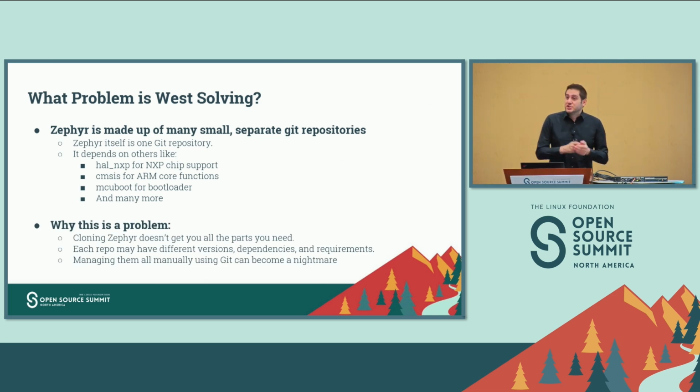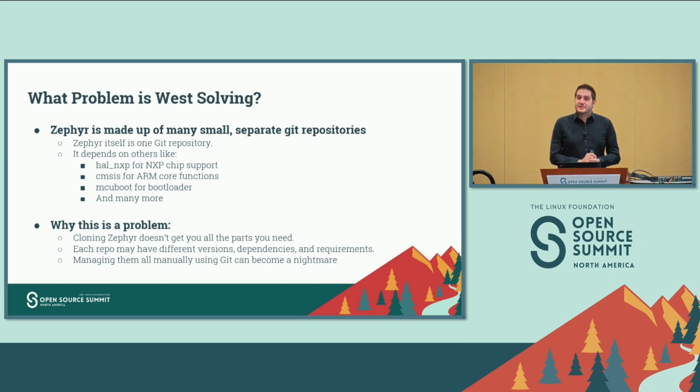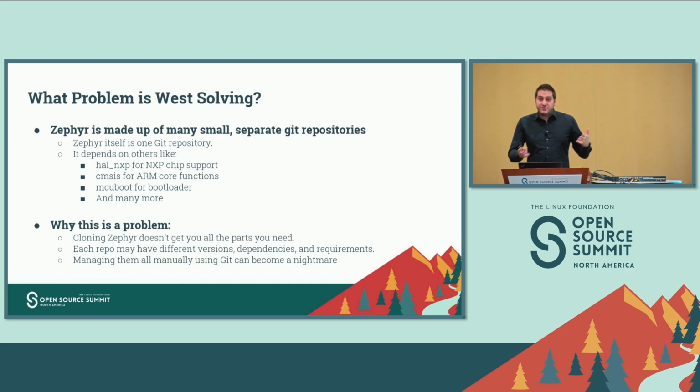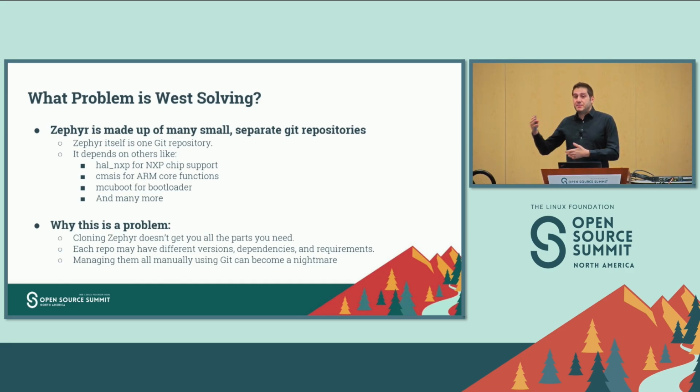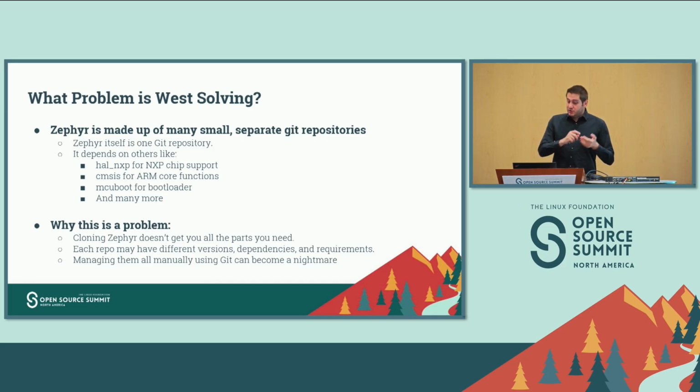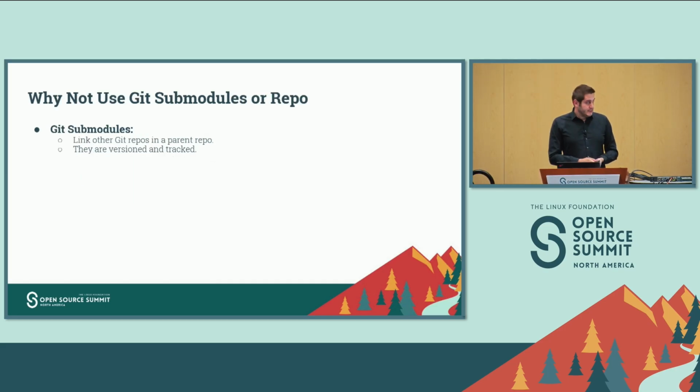So why is this a problem? Because we have many repositories, and we would need to clone each repository manually. This doesn't seem like a good idea. Each repo may have a different version. We might also have dependencies between those repositories, and different requirements, and so on. If you want to manage all of this manually, it becomes a nightmare, so no one is going to do this.